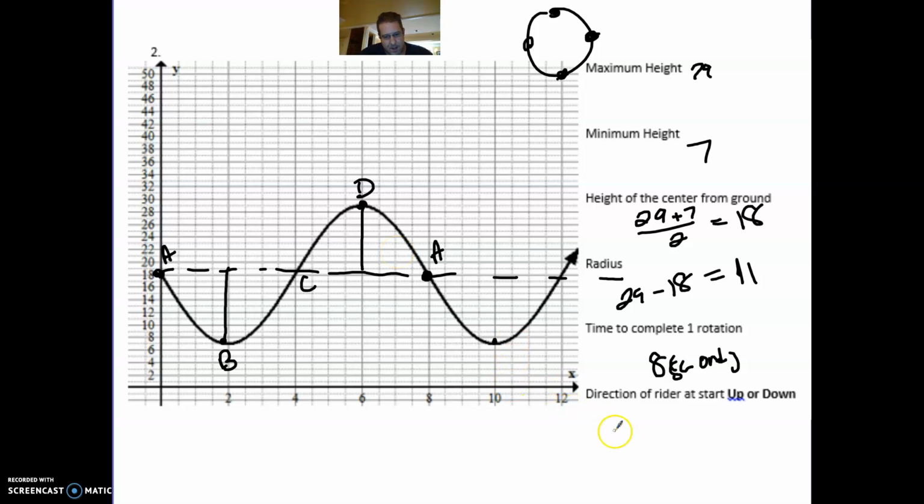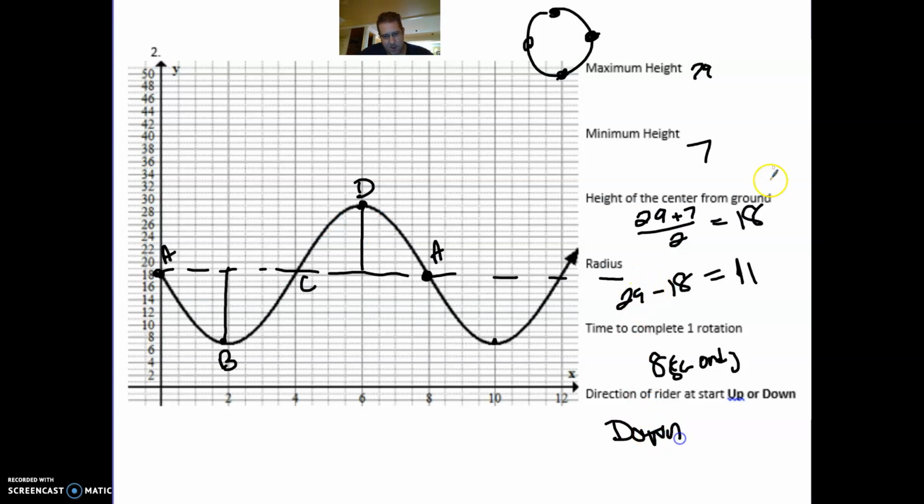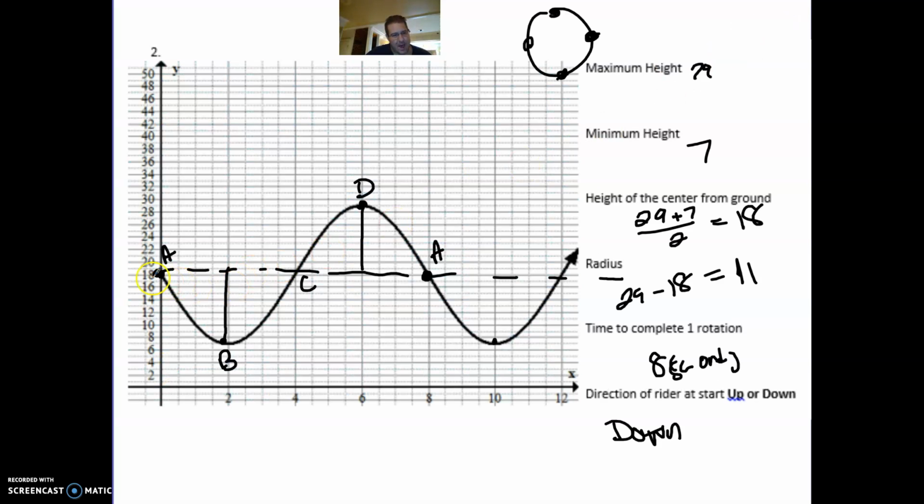And this time it was going down to begin with. Okay, I need to plug it in. Maximum height here is 18. Minimum height here is 2. So now keep in mind that this one's starting at the minimum height, whereas the last two questions were both starting at the midpoint, which I'm using terminology for future videos.